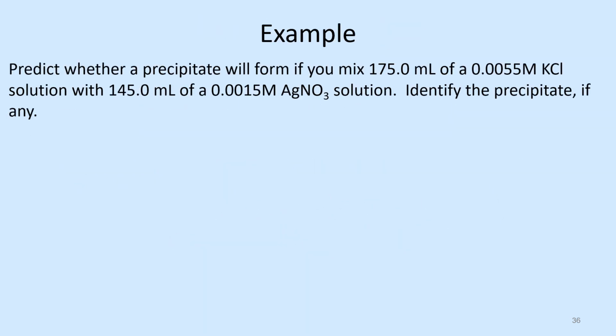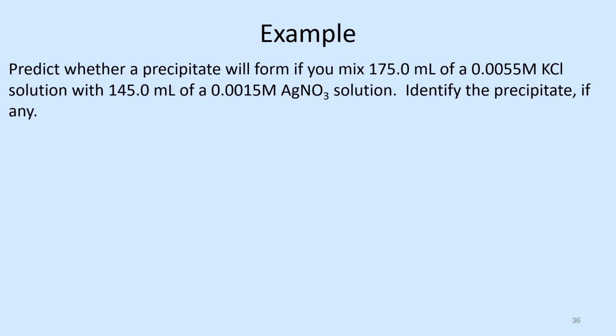So I just wanted to do another quick example just to show you from the start what other kind of problem you might get and how you go about it, especially if you don't know what the precipitate might be. So let's look at this example. Predict whether a precipitate will form if you mix 175 milliliters of 0.0055 molar KCl with 145 milliliters of a 0.0015 molar AgNO3 solution. Identify the precipitate, if any forms.